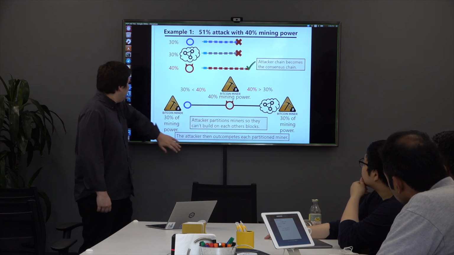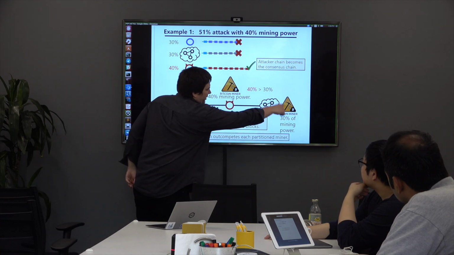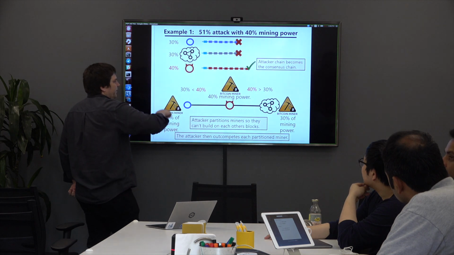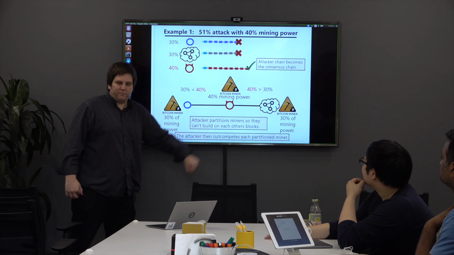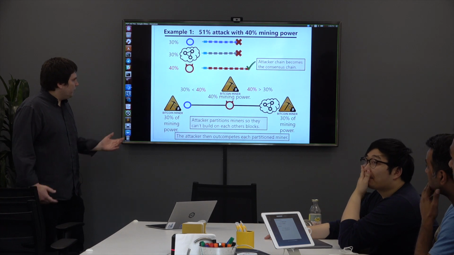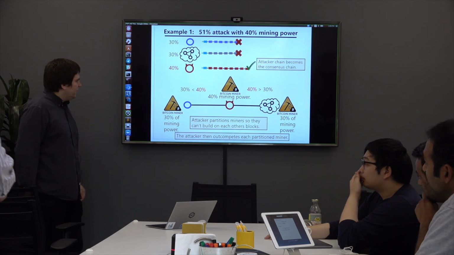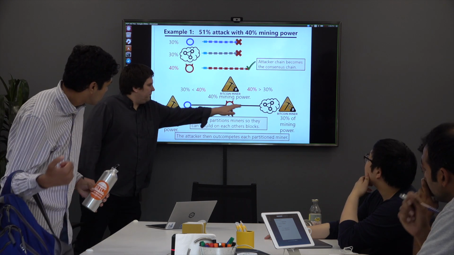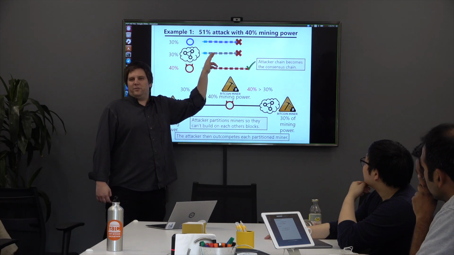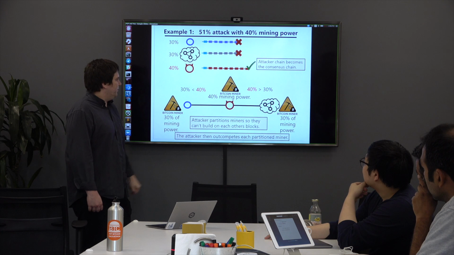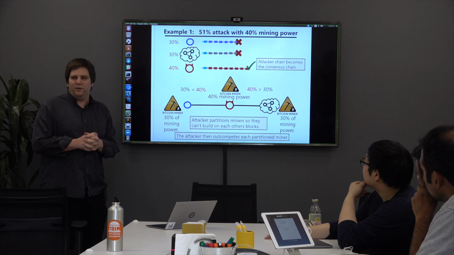So you have a miner with 30% of the mining power that's partitioned here, and you have the rest of the network with 30% of the mining power that's partitioned from the miner, and you have the attacker, which is 40% of the mining power, sitting here. So normally, if you have 40% of the mining power, you can't do a 51% attack. But because these two miners can't communicate with each other, they won't build on top of each other's blockchain. And so the attacker will actually be able to construct a longer blockchain with 40% of the mining power.